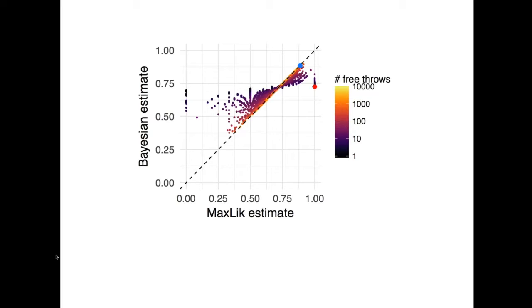So here, Larry Bird is that blue dot, which is basically right on the diagonal. His estimate's pretty much the same. We didn't really shrink his estimate. Jerry Bird is in red. His estimate was shrunk downwards.